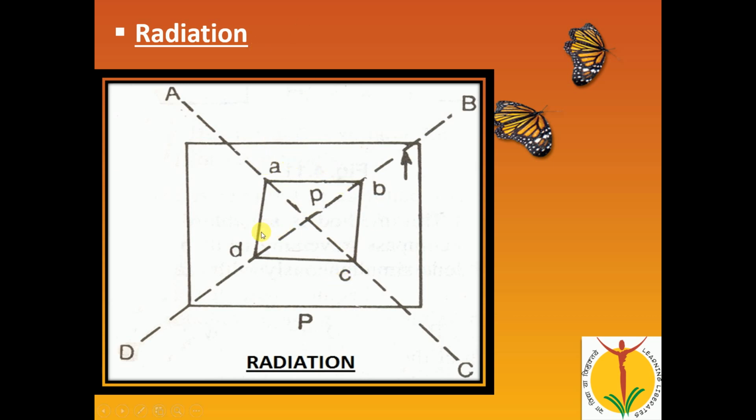Then we are going to join all these points by using the alidade, and then we can measure the actual length between any two points on the drawing sheet, and also we can calculate the area between these various points. So this is the radiation method, basically used for a smaller area. From a single station we can mark all the points.